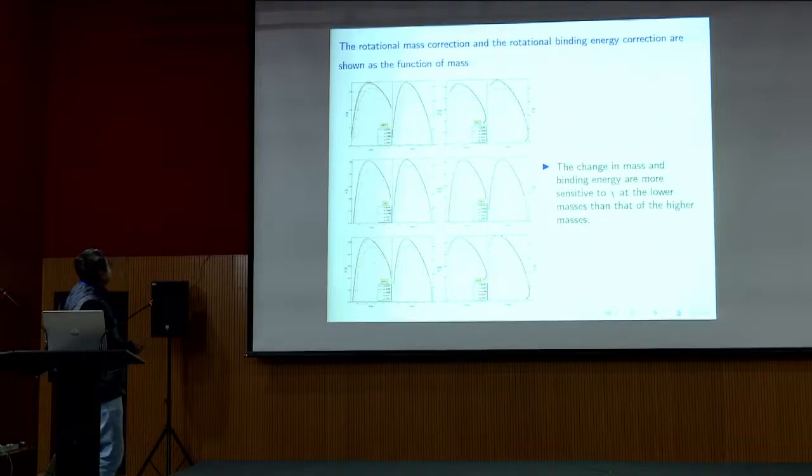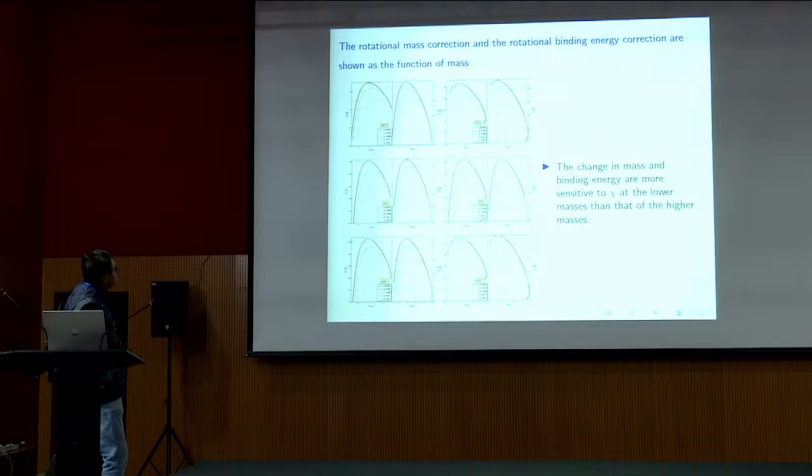Now for the rotational mass corrections, as well as the rotational binding energy correction as a function of mass, for the lower masses this variation is greater, but whenever we move to the higher masses, this chi dependency nearly vanishes, very small in all the cases.